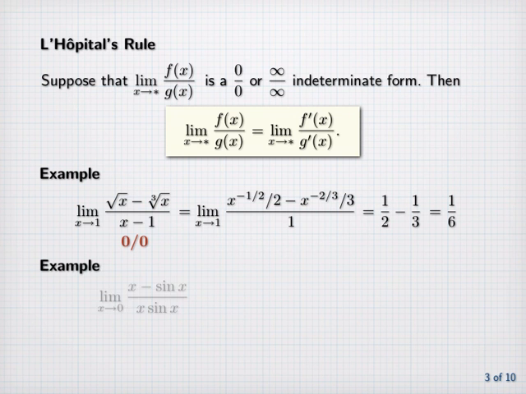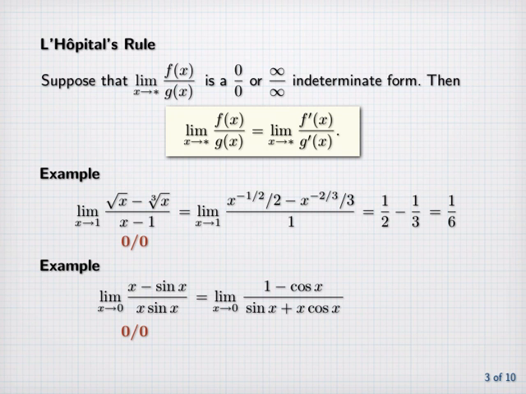Another example. Let's take the limit as x goes to 0 of (x minus sine x) divided by (x times sine x). Here again, we clearly have a 0 divided by 0 form. So let's take the limit of the derivative of the numerator divided by the derivative of the denominator. The derivative of the numerator is 1 minus cosine x. We take the derivative of the denominator using the product rule. We'll have 1 times sine x plus x times cosine x.